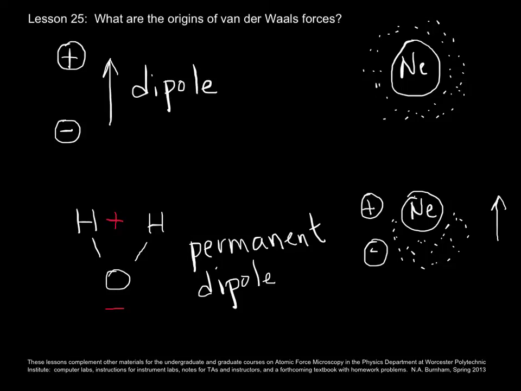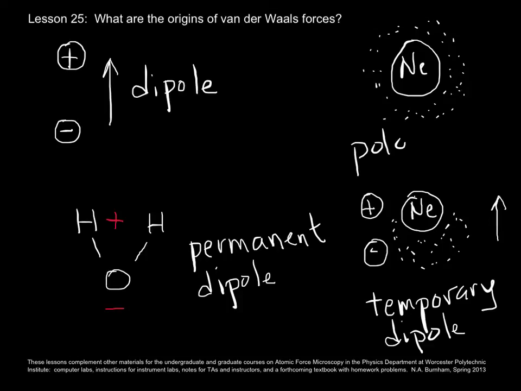Now, when you take the electric field away, then the atom returns to its state above, where there's no dipole, and so this is a temporary dipole. When we say that the atom is polarizable.